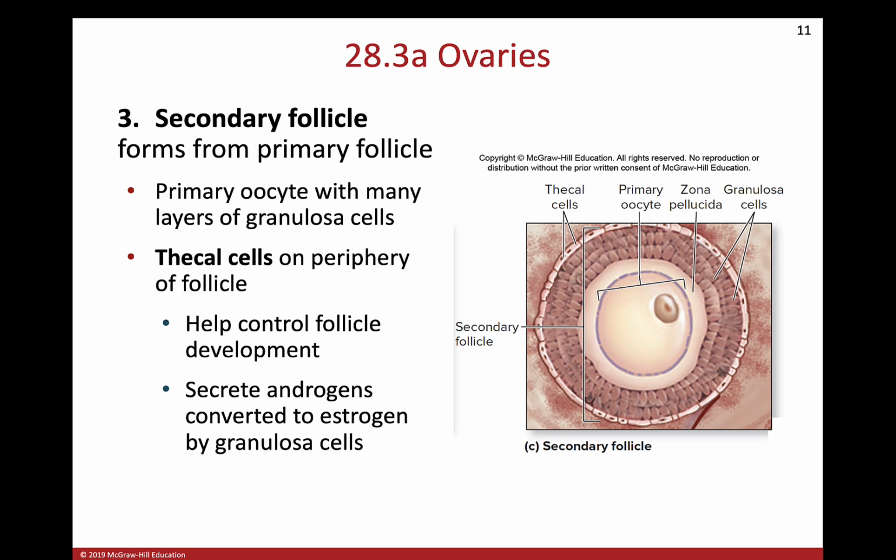The third type is a secondary follicle, and this will form from the primary follicle. And now we have a primary oocyte with many layers of granulosa cells. There are also special cells called thecal cells, and they are on the periphery of the follicle, and their job is actually to help control follicular development. Now, they also will be secreting androgens, and they will be converted to estrogen by the granulosa cells.